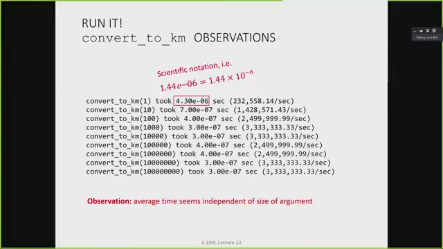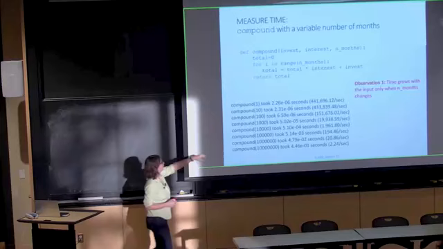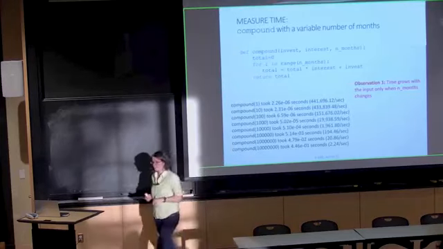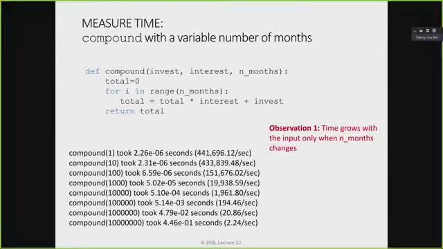And then the observation, as you might have guessed, is that for this convert to kilometers, it was independent, right? So this is the kilometers, not the compound function. But then for the compound function here, again from a previous run, we can make a few observations. The first was that the time only actually changed with the input when we changed n months, right? When we changed the initial investment or the interest rate, the program basically took the same amount of time to run. So it was only n months that actually made a difference for us.